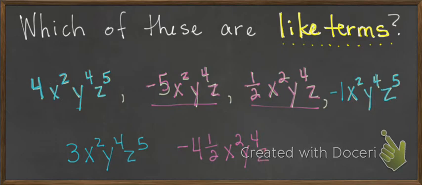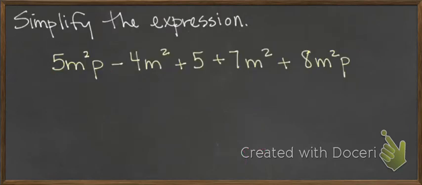Let's look at a couple expressions. Here it says simplify the expression. So when you're simplifying an expression, if there's any parentheses, you first want to distribute before you combine like terms. We can tell this is an expression because the terms are separated by plus or minus signs. So here we have 5 different terms. So let's see if any of them are like terms that we can combine.